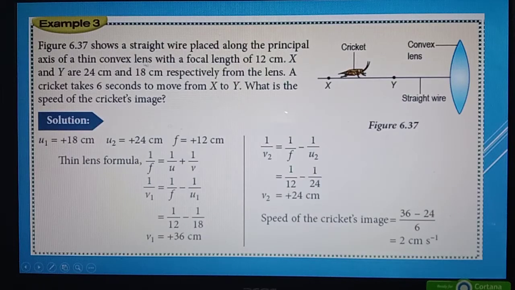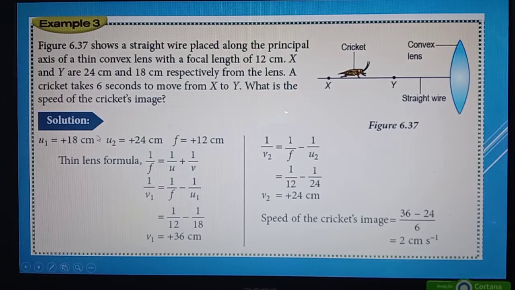Okay, example 3. Figure 6.37 shows a straight wire placed along the principal axis of a thin convex lens of focal length 12 cm. X and Y are 24 cm and 18 cm respectively. The cricket takes 6 seconds to move from X to Y. What is the speed of the cricket's image? This one is a hot question, related to speed. So, solution: we have initial object distance u1 is 18 cm and then u2 is 24 cm.